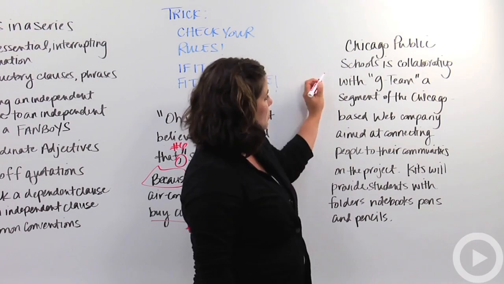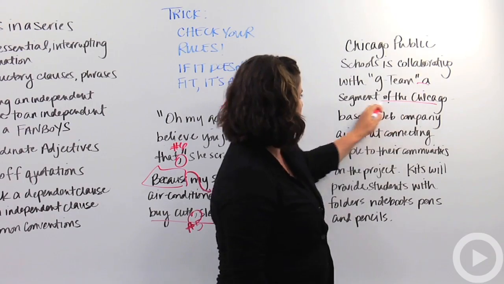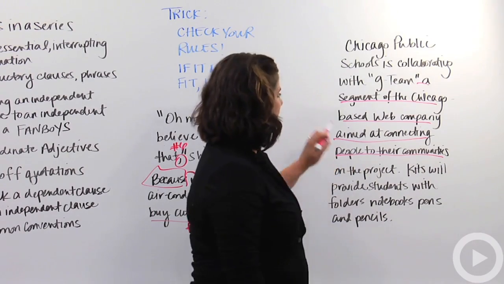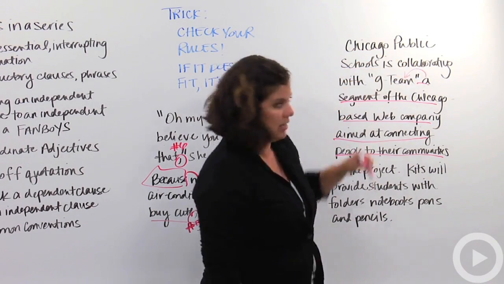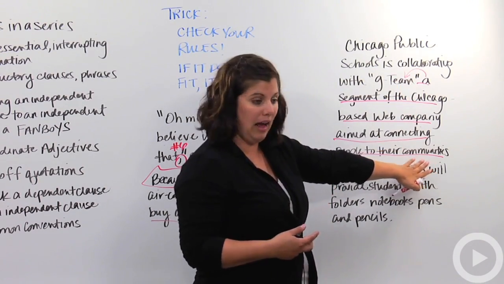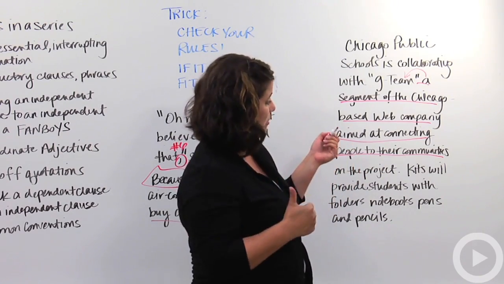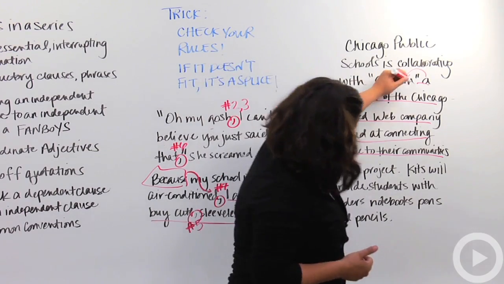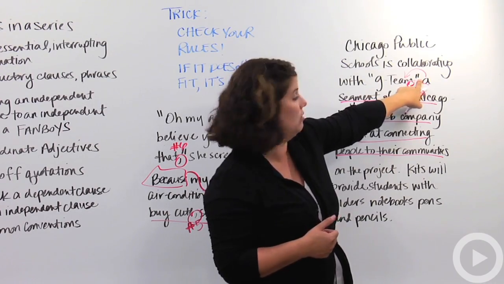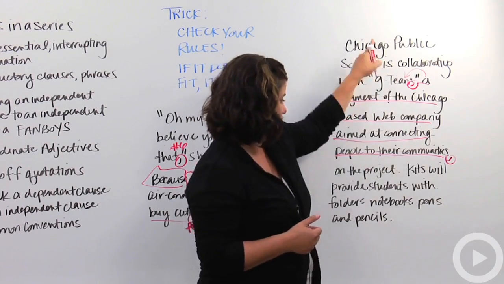So we've got Chicago Public Schools is collaborating with G-Team. And what you notice here is this part of the sentence, a segment of the Chicago-based web company aimed at connecting people to their community, is just a way of retelling us what G-Team is. So it's non-essential information. If we dropped this underlined part out, the sentence would still make sense here. So when we said we had non-essential information, we wanted to make sure we separated it with commas. I'm going to put the comma here inside the quotation mark because that's what grammatical rules say to do. And then I'm going to throw another comma here down at the end to set off that non-essential information.